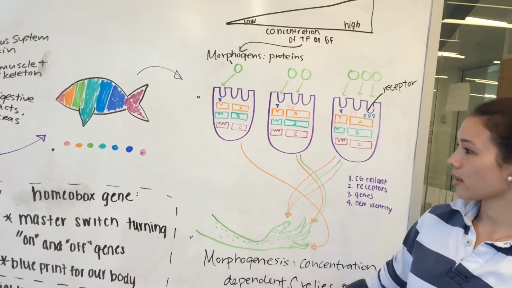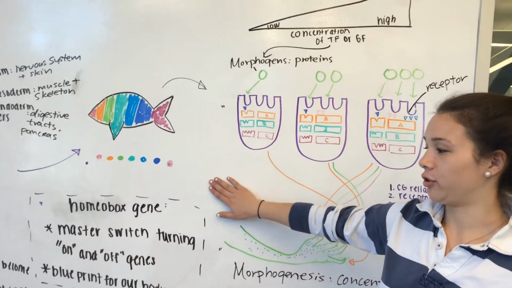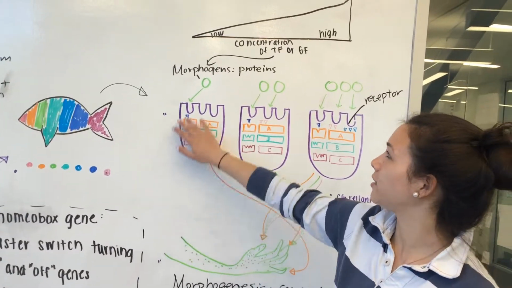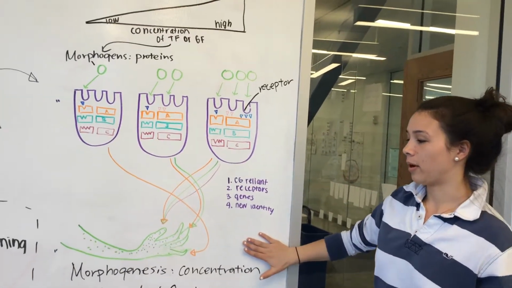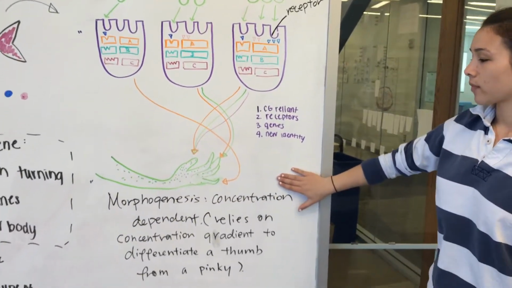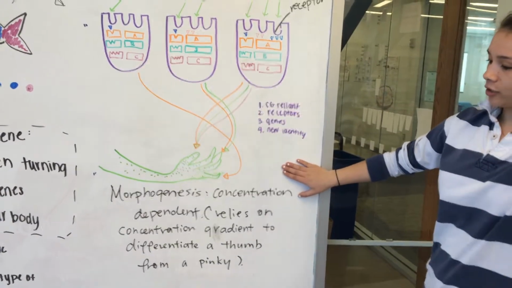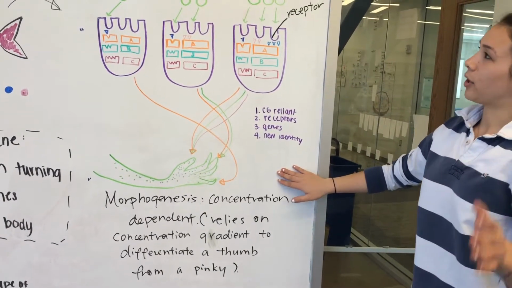So homeobox genes, serving as the master switch, turn on and off genes, and they activate morphogens, which are proteins that are part of morphogenesis, which is a concentration-dependent process.